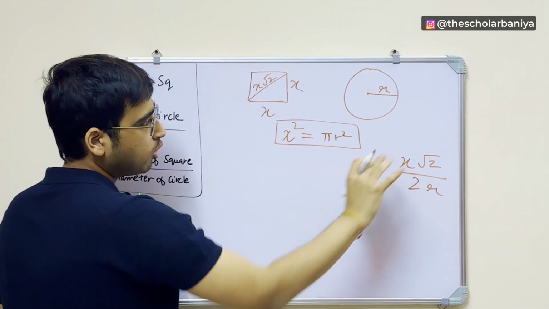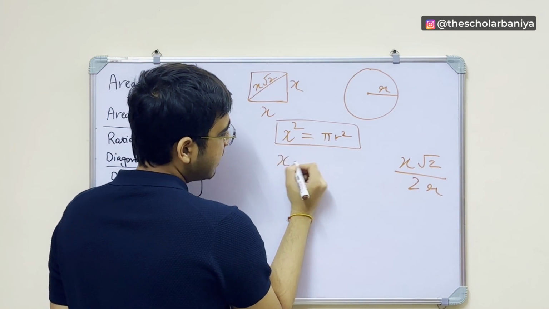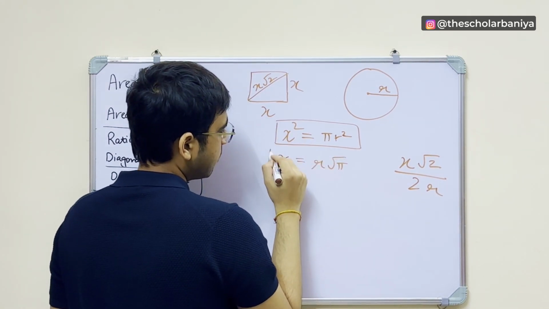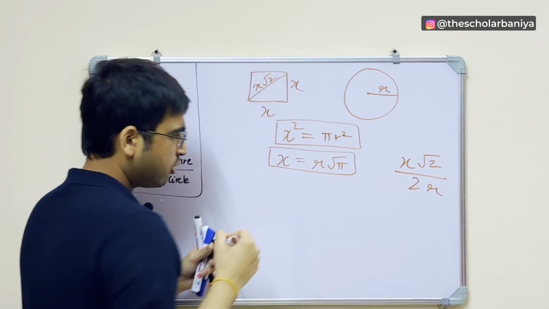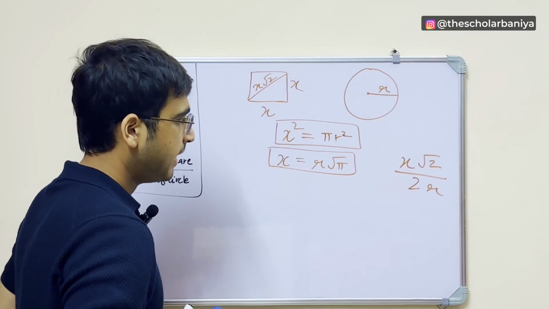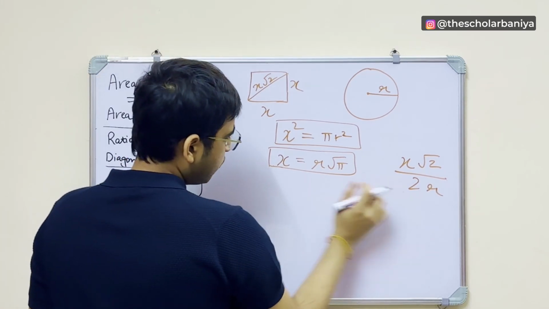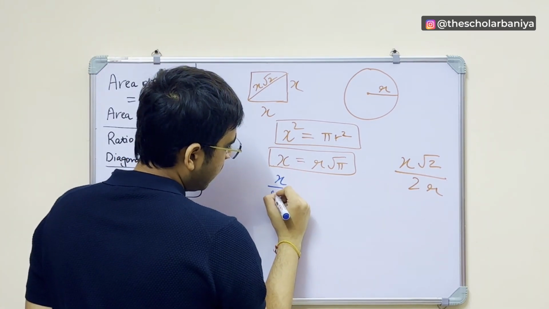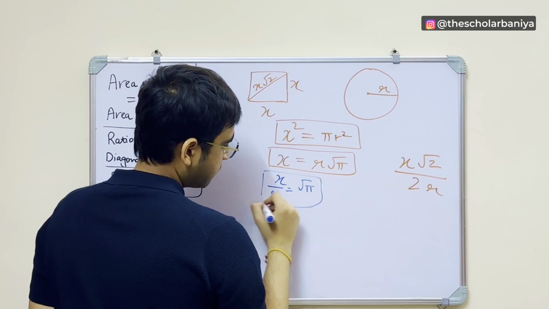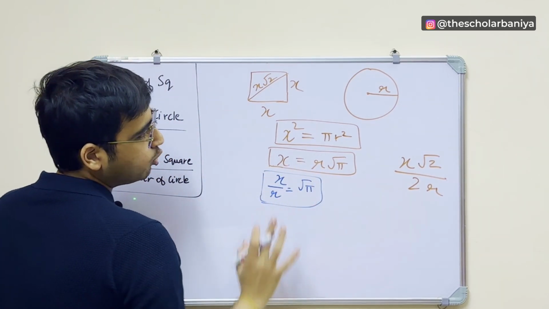So let's take root on both the sides. So we will get x is equal to r root pi. I hope this also makes complete sense. x is equal to r root pi, right? So what will be x upon r? x upon r will be root pi.